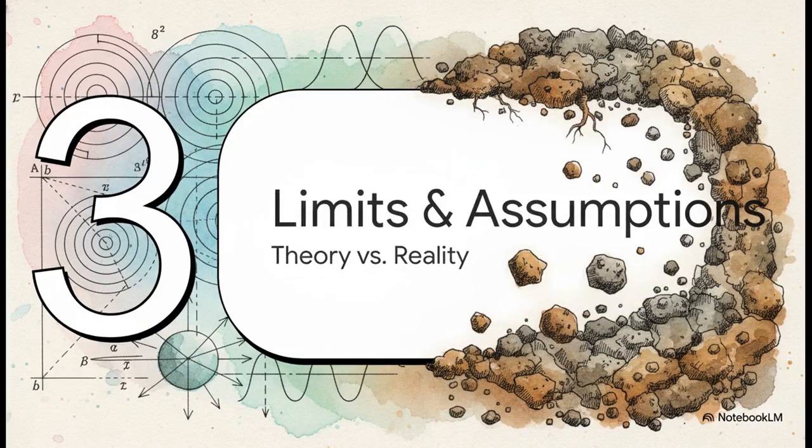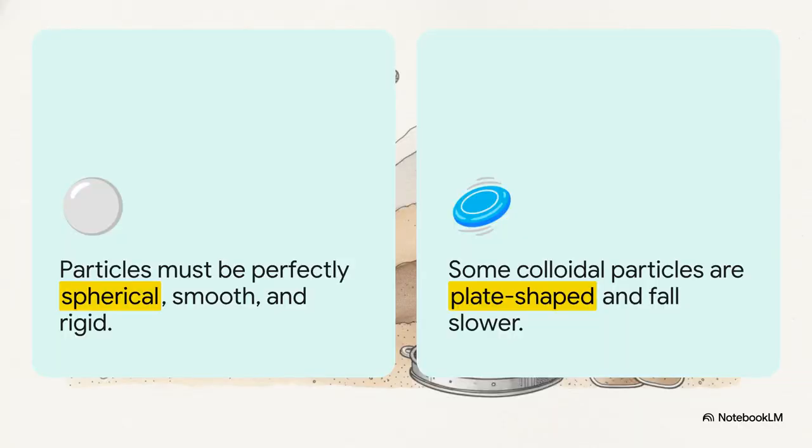All right, let's move into our third section and see what happens when the perfect mathematical assumptions of Stokes' law crash headfirst into the messy reality of actual soil samples. Our first big reality check is particle shape. The math strictly requires these particles to be perfectly spherical and perfectly smooth. But in reality, a lot of colloidal particles are actually plate-shaped, and because of that flattened structure, they kind of flutter down a lot slower than a spherical particle of the exact same mass. So right out of the gate, our velocity calculations are skewed.